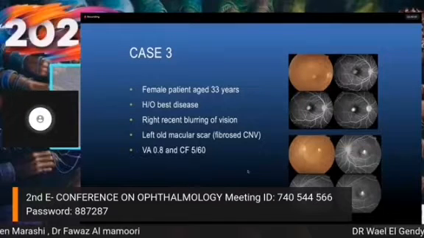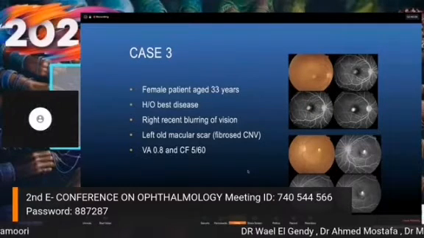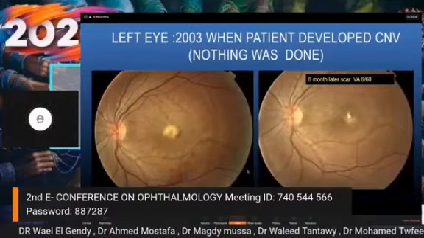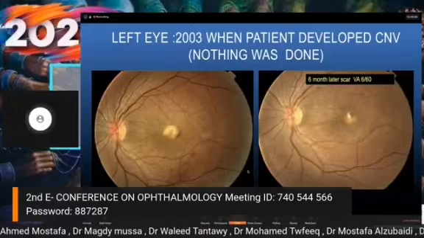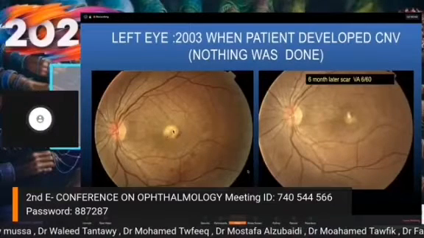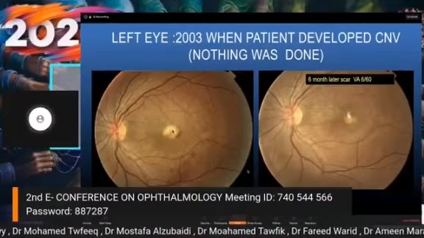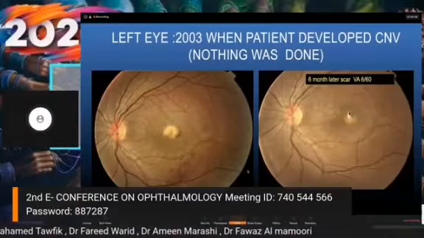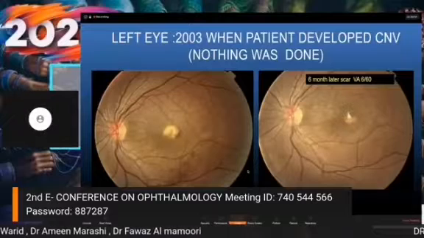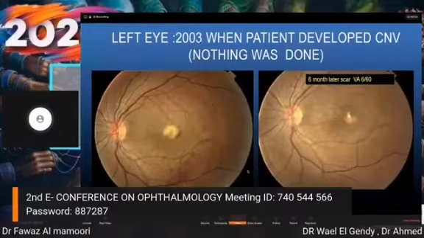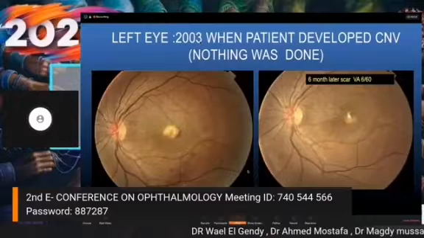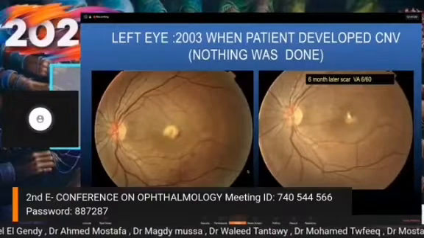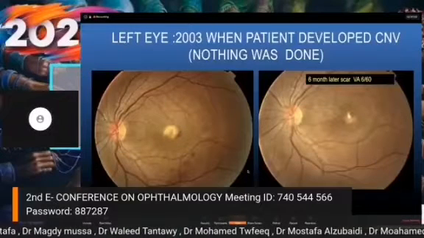Why am I saying she's having a scar in the left eye? Because this is the picture in 2003, 17 years ago. She had developed a CNV on top of Best disease, and I didn't do anything for her. Why didn't I inject her? Remember this? 2003. There was no intravitreal injection at that time. So we used to follow up this patient till the natural history happens and they lose their vision.